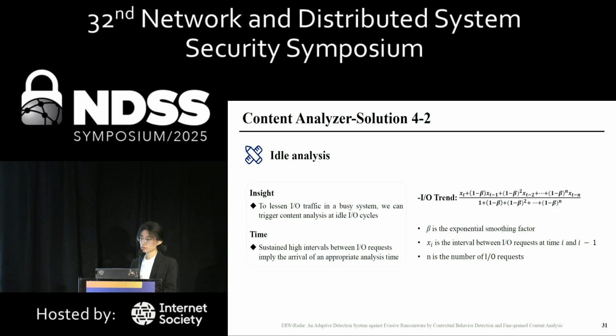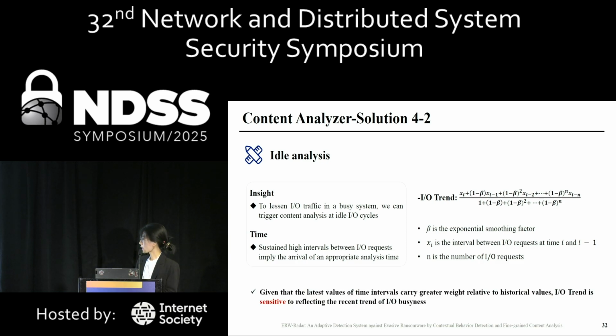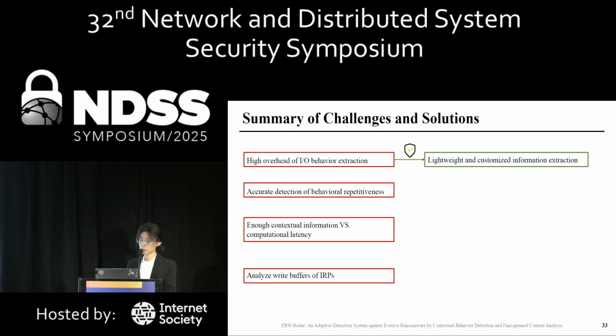Furthermore, to lessen I/O traffic in the system, we attempt to trigger it at idle I/O cycles, so sustained high intervals between I/O requests imply the arrival of analysis time. We use the I/O trend to evaluate the I/O business of the system. Given that the latest values of time intervals carry greater weight relative to historical values, the I/O trend is more sensitive. Next, we summarize the challenges and the solutions we design in ERW-Radar.